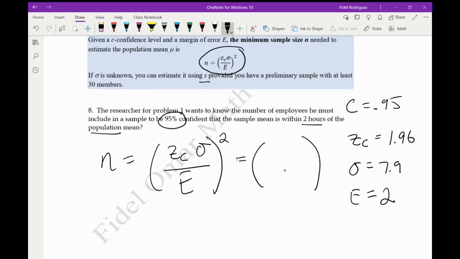Okay, so all I'm going to do now is just fill in my blanks. So our ZC value, 1.96, times my standard deviation, 7.9, divided by 2, and this is all squared. So I'm going to stop sharing this so I can pull up my calculator and you can see it.